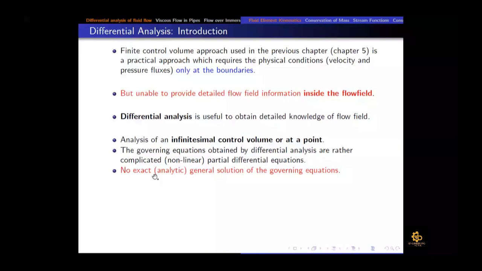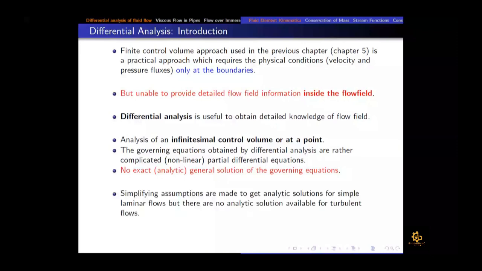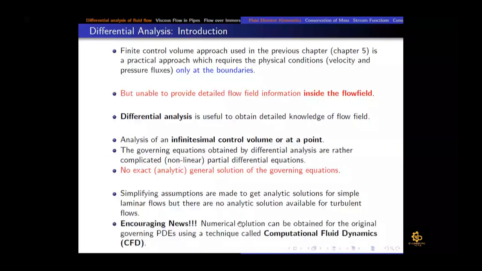general solution of the Navier-Stokes equations. General solution means that we have a 3-dimensional unsteady partial differential equation, and it wouldn't have any general solution. So we need to make some simplifying assumptions for some simplified flows, like laminar flow through pipes. We can get the exact solution, but it is only applicable to laminar flow through a pipe, not for turbulent flow over some vehicle. So we cannot apply it there. So then we need to do the numerical solution.